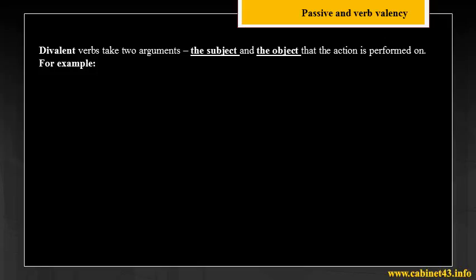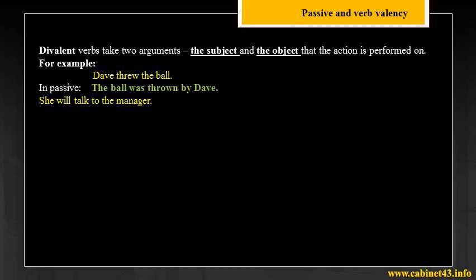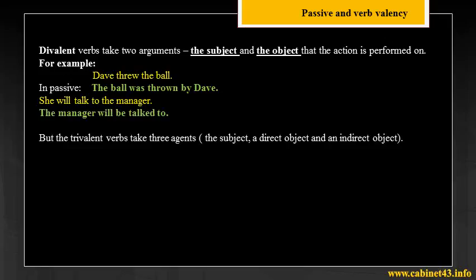For example, Dave threw the ball. In passive, the ball was thrown by Dave. She will talk to the manager. The manager will be talked to. But the trivalent verbs take three arguments, the subject, a direct object and an indirect object.